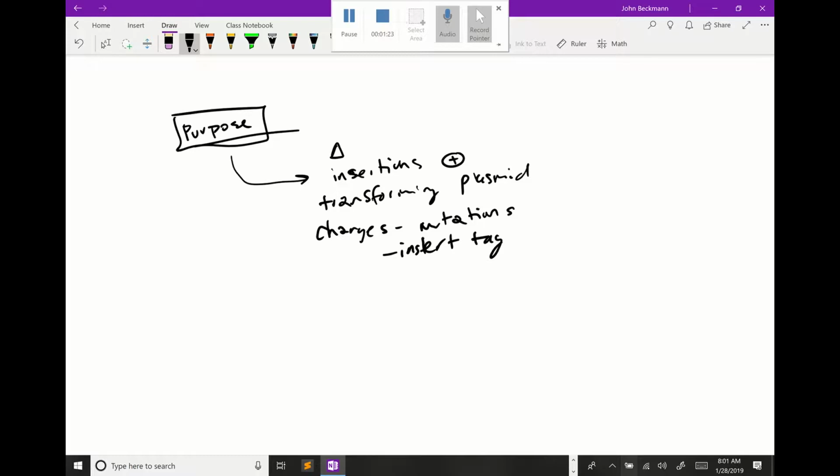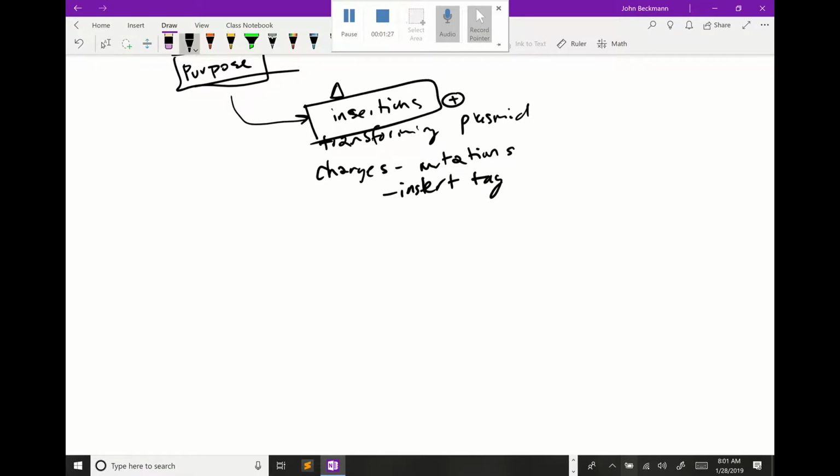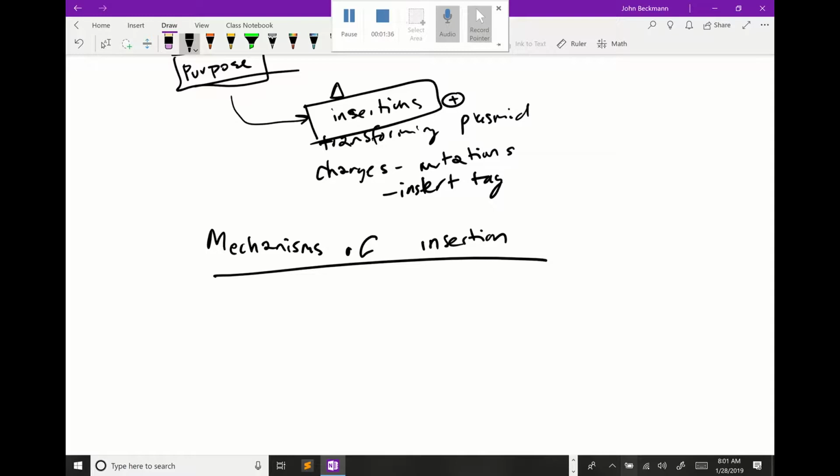So now let's talk about mechanisms of insertions. Mechanisms of insertion. Okay? So, a lot of ways that we insert foreign DNA into new organisms in biotechnology is with transposons. What are transposons?